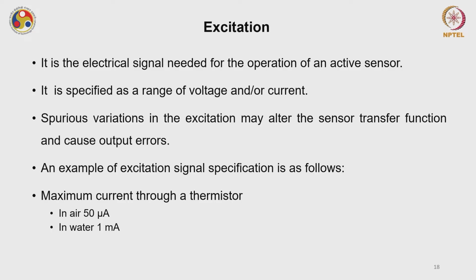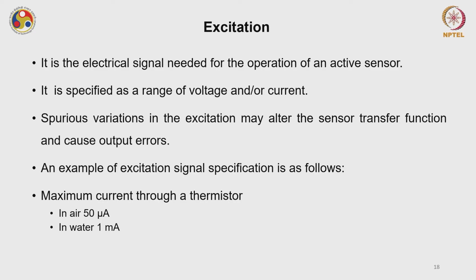Another important characteristic is excitation. It becomes very crucial for designing active sensors. It is the electrical signal which is needed for the operation of an active sensor. It is specified as a range of voltage and current. So sometimes you may have to design an excitation circuit for an active sensor to perform.